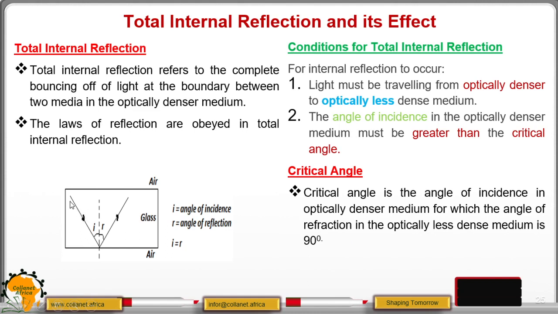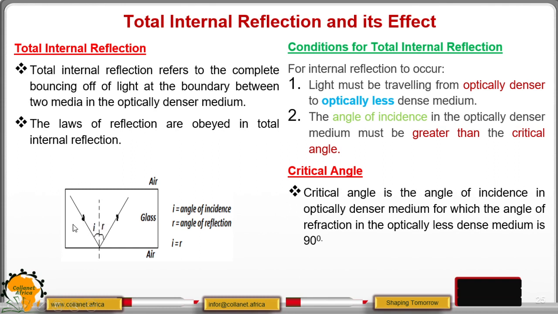So what we are saying is that when this ray is coming from glass to air, it is being refracted away from the normal. As you increase the angle of incidence, the angle of refraction also increases. And if the angle of incidence makes the refracted ray fall on this horizontal line, in other words the angle of refraction is 90, then that angle is what we call the critical angle.